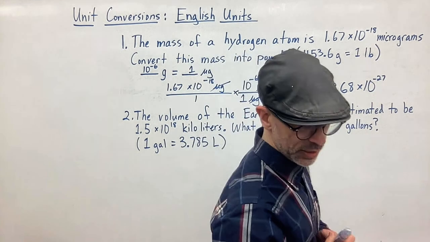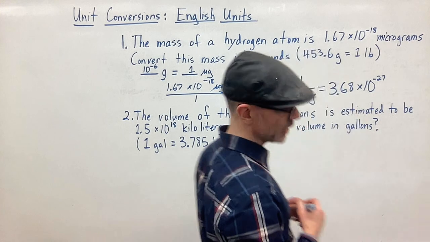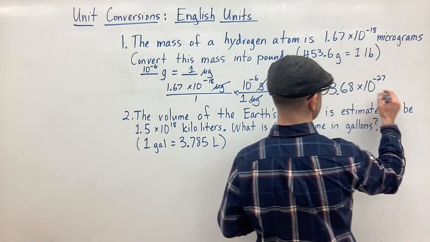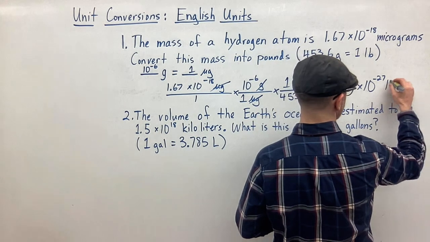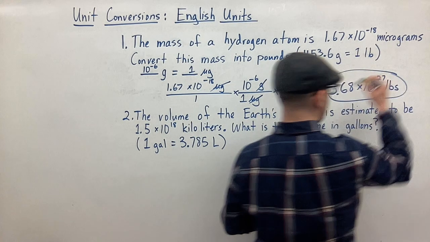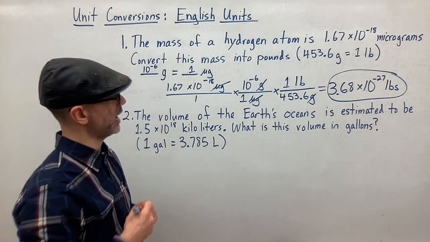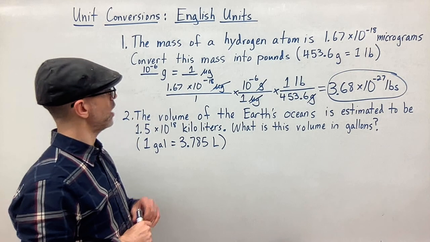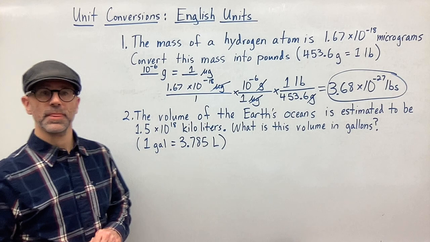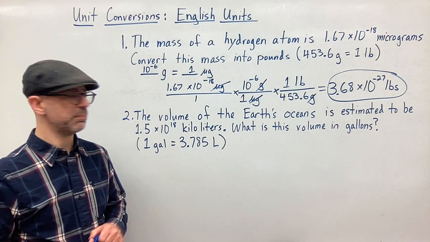Let me double check that. 3.68 times 10 to the negative, yeah. So 3.68 times 10 to the negative 27 pounds. And that is the mass of a hydrogen atom in pounds. And so that's how it's done. Let's go ahead and do the second problem.